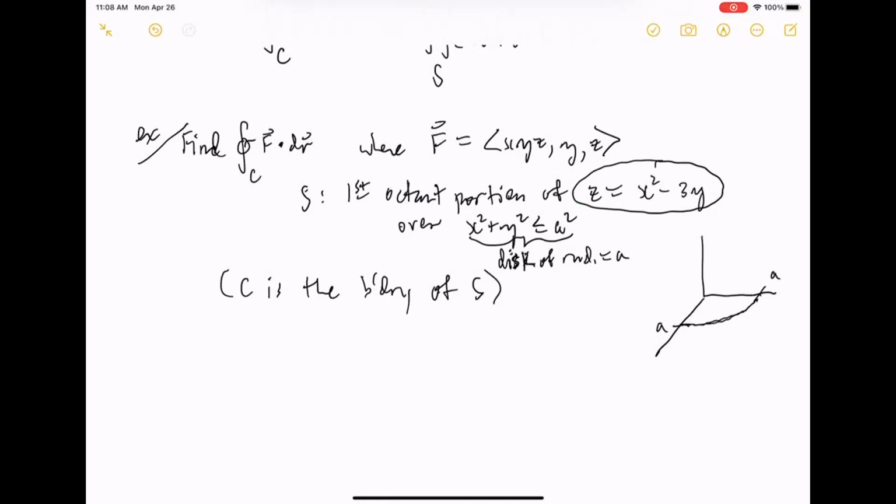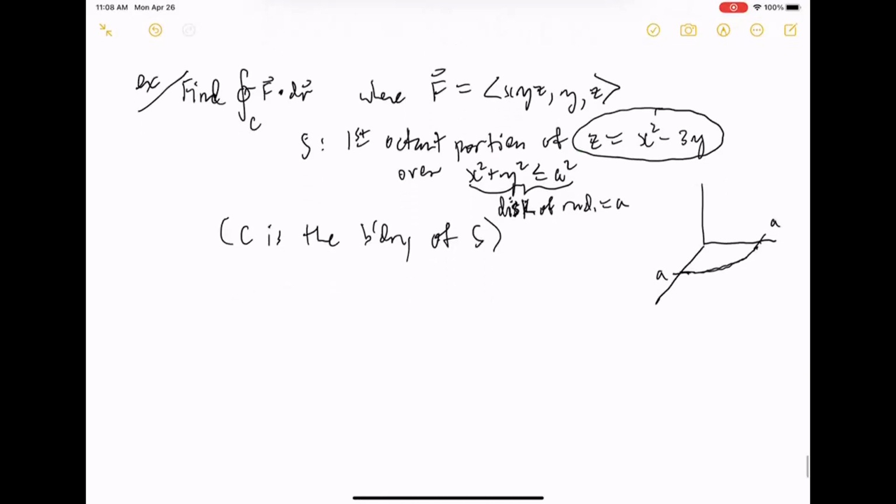But we were in this thing right here, and we were starting to draw this picture, and we ran out of time. So I want to compute this integral of f dotted with dr, where f is given by that vector field, x in the first coordinate, y in the second, z in the third, and s is the first octant portion of this surface right here.